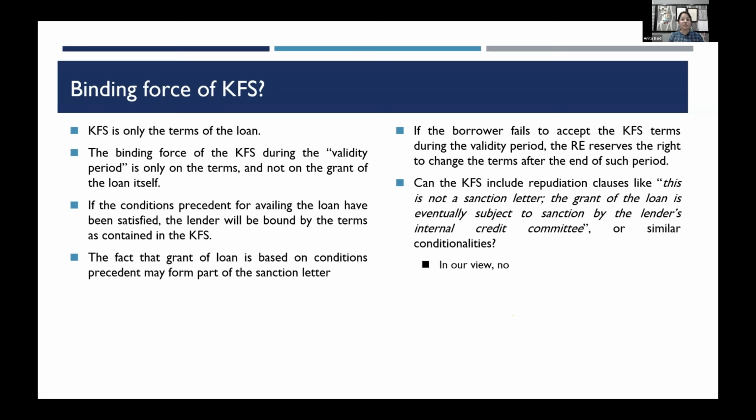Now, where can I mention these conditions? These conditions can be specified in the sanction letter that I'm issuing along with the KFS. So I am bound by the terms of the KFS, which is the terms of the loan. But those terms are applicable only if the preconditions are satisfied by the borrower. If there are preconditions for the credit evaluation and credit appraisal process, and if there are documentation requirements and details required from the borrower, it is only if those are satisfied that the lender can be said to have to disburse the loan or enter into the loan agreement.